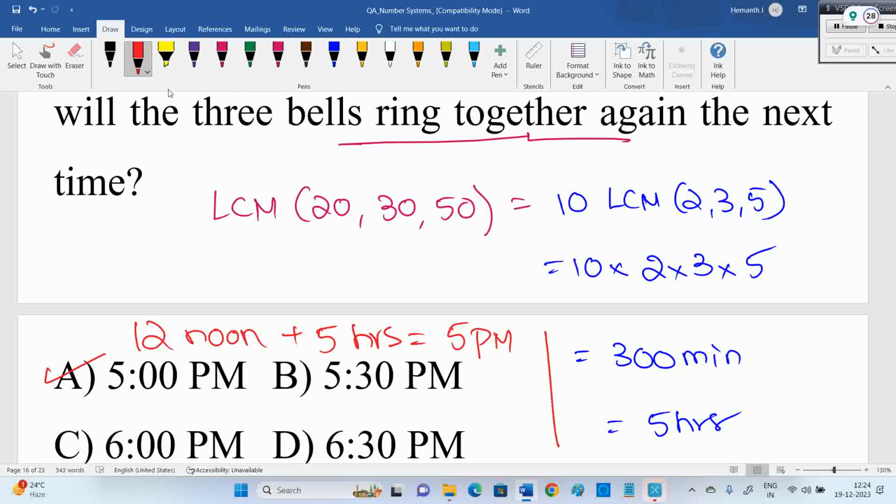Now, 20 can be written as 2 square into 5, 30 as 2 into 3 into 5. It's all up to you. You can write every number as prime number powers, writing all prime numbers with the highest powers of each. That will also give 300 only. But when 10 is common in all, pull the 10 out. That's the shortcut actually, in LCM going forward everywhere. If there is something common in everything, pull that out. For the remaining, you take LCM, and it's the same answer.